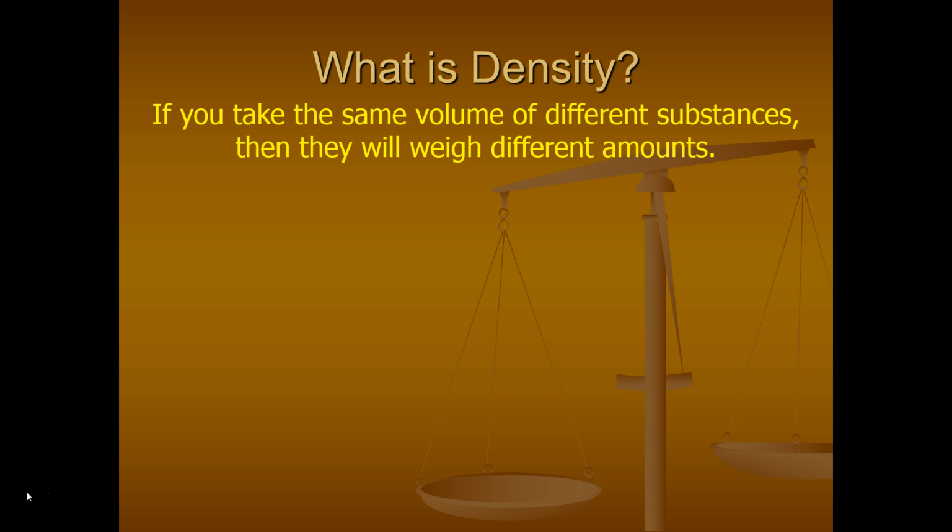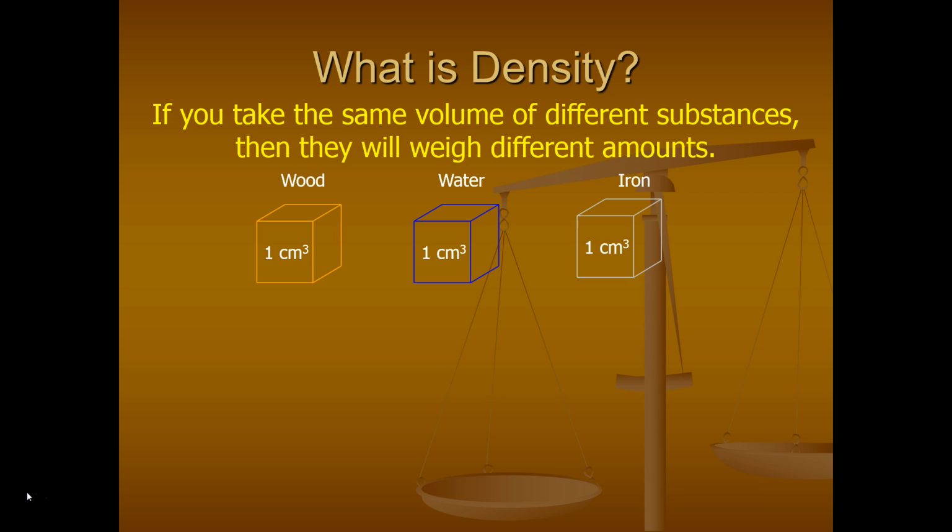Well, if you take the same volume of different substances, then they're going to naturally weigh different amounts. For example, if we compared 1 cubic centimeter of wood, that means a little cube of wood that is 1 centimeter wide by 1 centimeter high by 1 centimeter thick, we would have 1 cubic centimeter of wood. All right, if we took the same volume of water or iron, they would all weigh different amounts. For instance, the wood would weigh about 1/2 gram. The water would weigh 1 gram, and the iron would weigh about 8 grams.